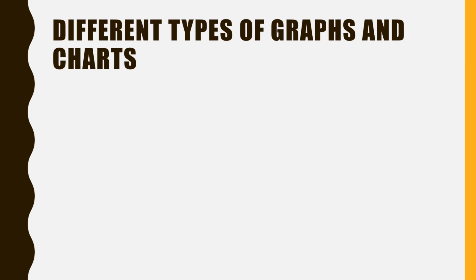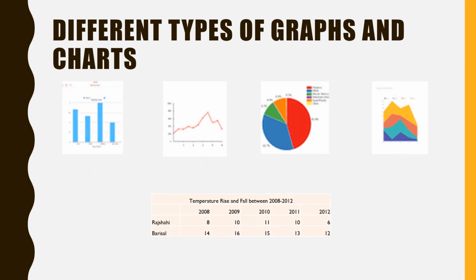Let's see some different types of graphs and charts. Wow, there are 5 types of graphs and charts. Can you tell me the name of the first one? It's a bar graph. The second one, it's a line graph. The third one, a pie chart. The fourth one, an area chart. The fifth one, it's simply a table or chart. Most commonly in our exam, bar graph, pie chart, and chart or table are important.